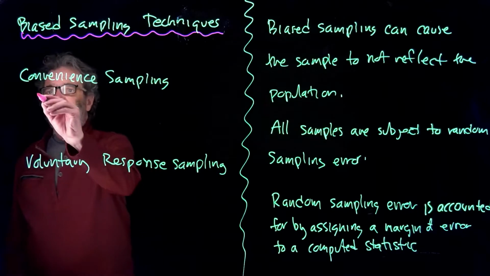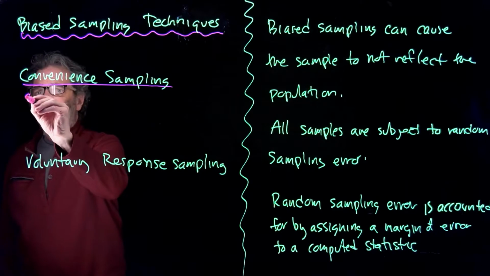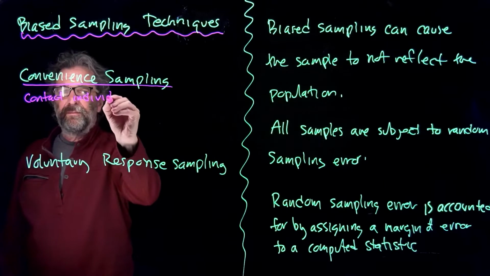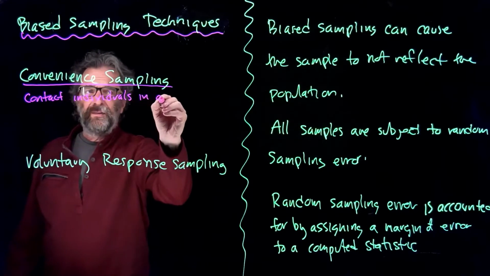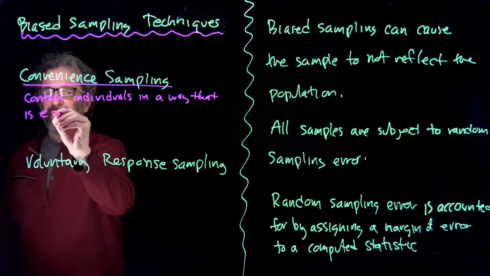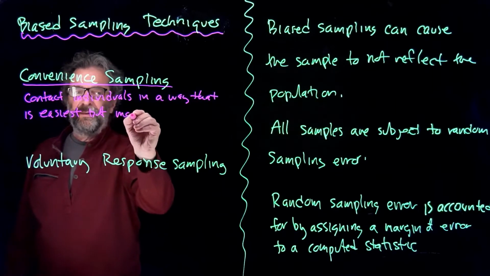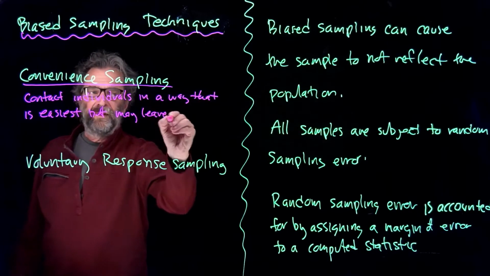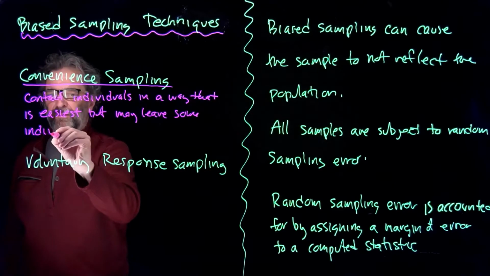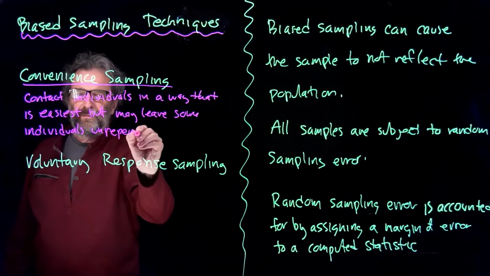First, what's called convenience sampling. So that says we contact individuals in a way that is easiest, but may leave some individuals unrepresented.